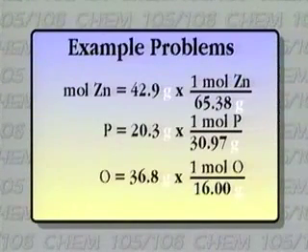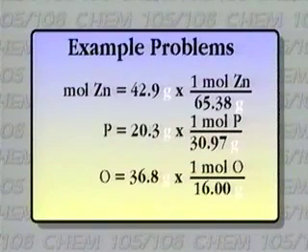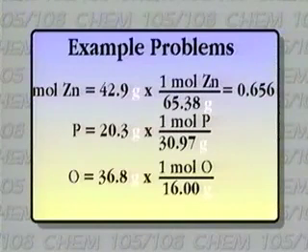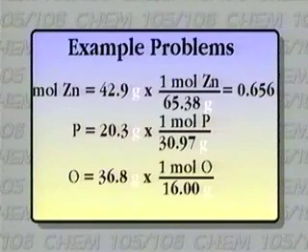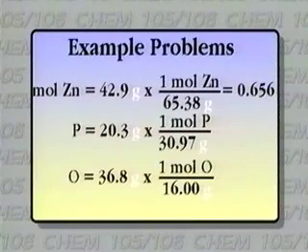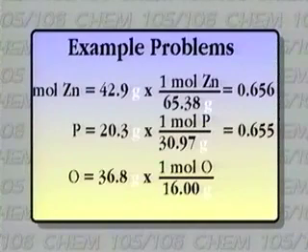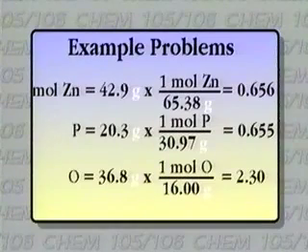Well, let's go ahead and quickly calculate this set of numbers. So we have 42.9 divided by 65.38. And the first one then gives us a value of 0.656. 20.3 divided by 30.97, we have a value of 0.655. And 36.8 divided by 16 gives us a value of 2.30.